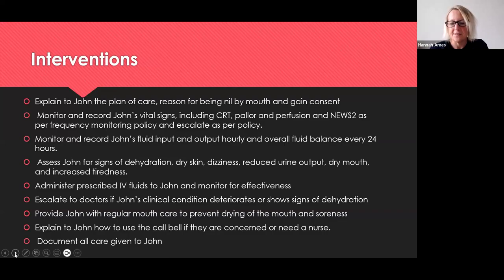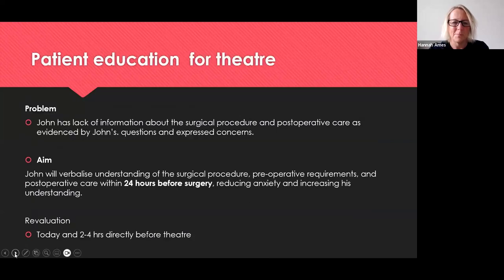I'm going to assess John for signs of dehydration, so thinking about those specific assessment skills, things such as dry skin, dizziness, maybe reduced urine output, dry mouth, increased tiredness. I'm going to administer any prescribed IV fluids to John and monitor for effectiveness. I'm going to escalate to doctors if John's clinical condition deteriorates. I'm going to provide John with regular mouth care to prevent the drying of the mouth and any mouth soreness. We can put a call bell in reach if we want to, and we're going to document all care to John.